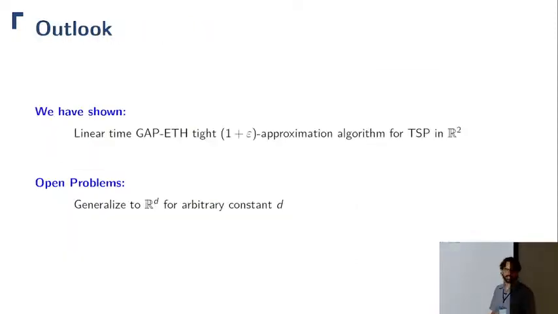So that actually finishes my talk. So we have shown a gap ETH type 1 plus epsilon approximation for TSP on the Euclidean plane in linear time. And the open problem is to generalize it to d dimensions. So thank you for your attention.